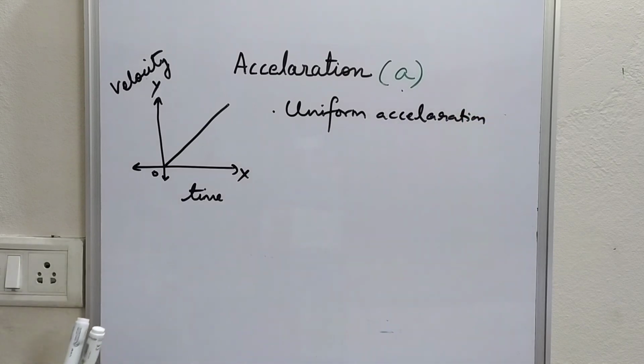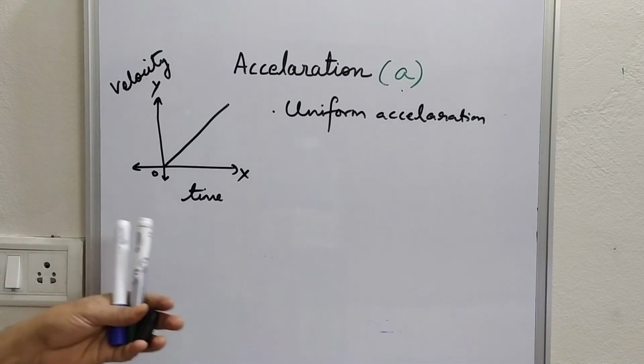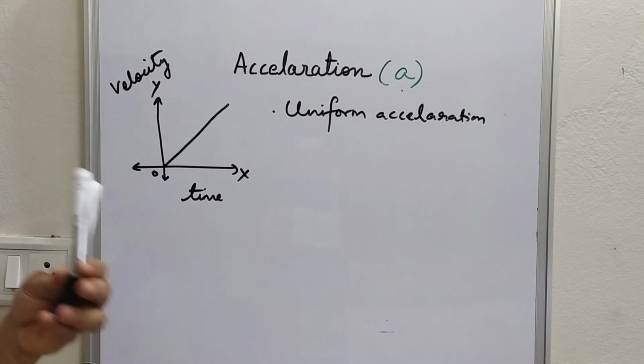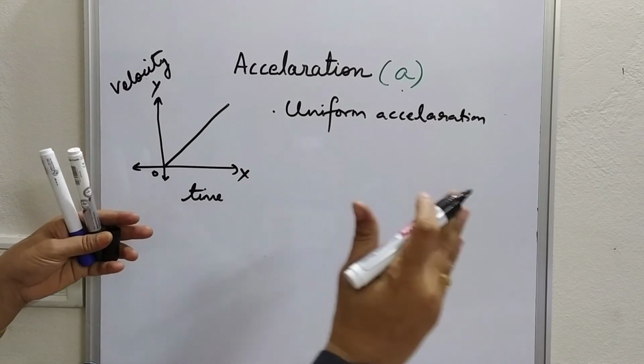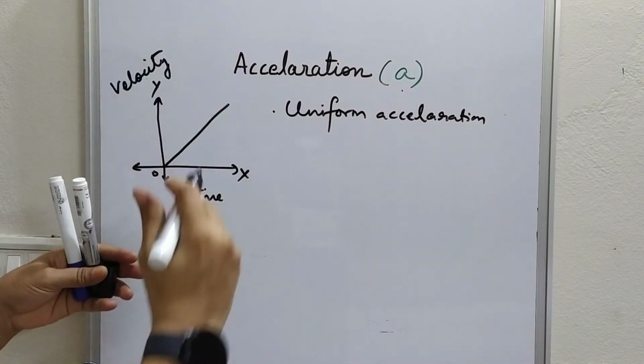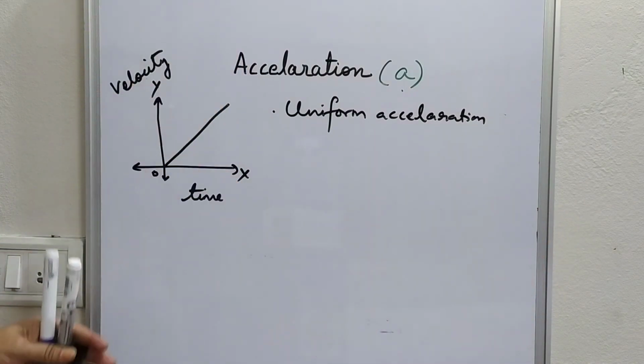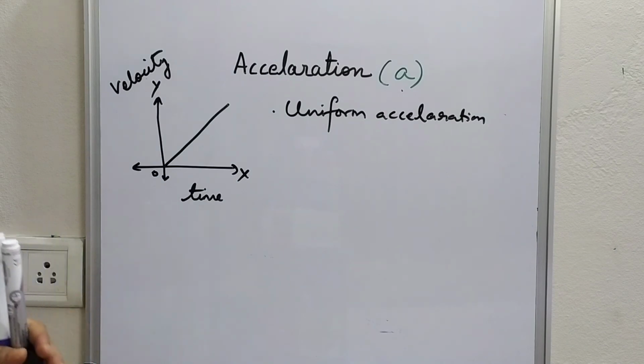Uniform acceleration is defined as follows: a body is said to be in uniform acceleration if its velocity does not change with respect to time. That means for every equal interval of time, the velocity remains the same. So such kind of motion is called uniform acceleration.